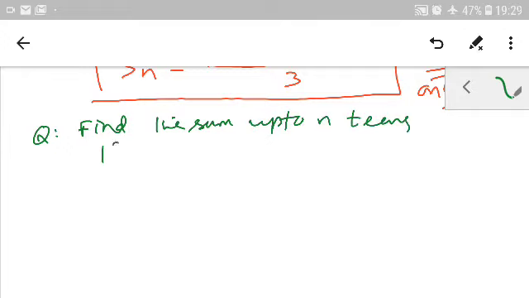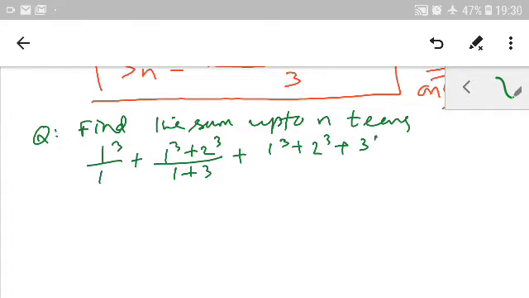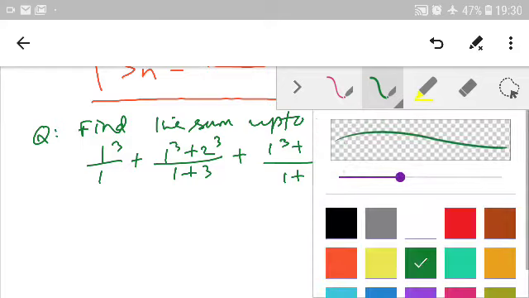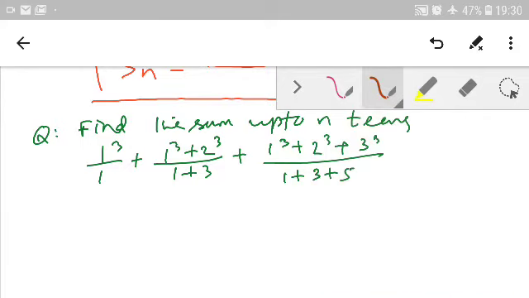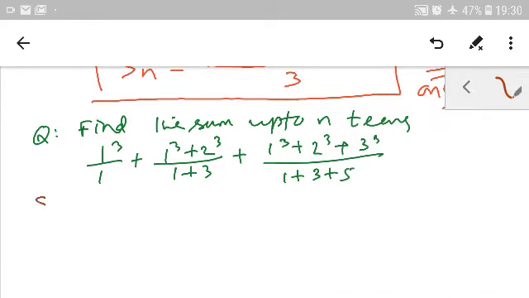First term is 1 cube by 1, plus second term is 1 cube plus 2 cube divided by 1 plus 3. Third term is 1 cube plus 2 cube plus 3 cube divided by 1 plus 3 plus 5. Okay, now my first job in this kind of question is to determine Sn. Sorry, Tn. Now for Tn, let me analyze the things properly.